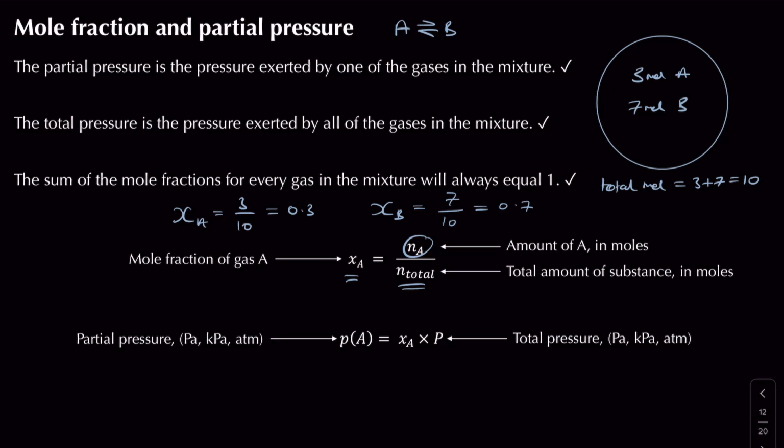And one rule that we need to be able to establish is that the total of these two numbers, 0.3 and 0.7, of all of our mole fractions added together, is always going to be equal to 1. So I know that the numbers 0.3 and 0.7 are likely to be right based on that information.